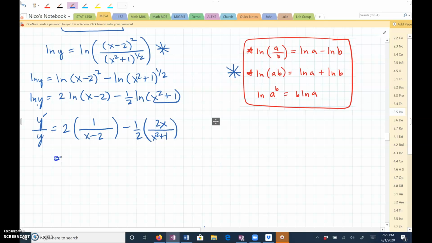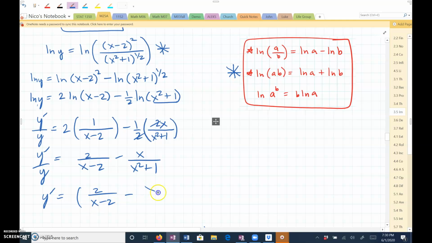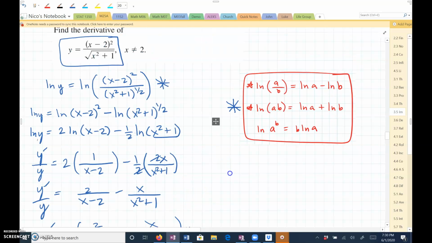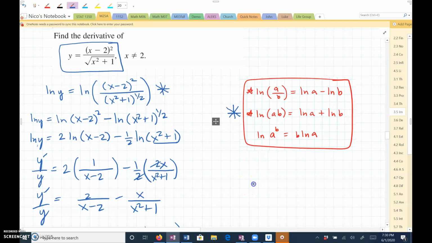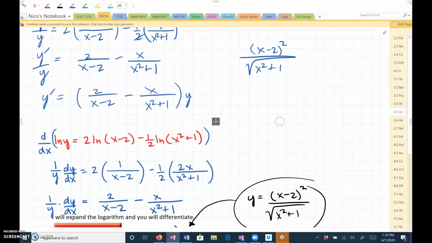Now I can simplify this a little bit. I can make this 2 over x minus 2 minus, notice these 2's cancel out, so this would be x over x squared plus 1, equals y prime over y. And then to get y prime by itself, I could multiply both sides of the equation by y. And then we know that y is this guy. Y is this x minus 2 squared all over the square root of x squared plus 1.